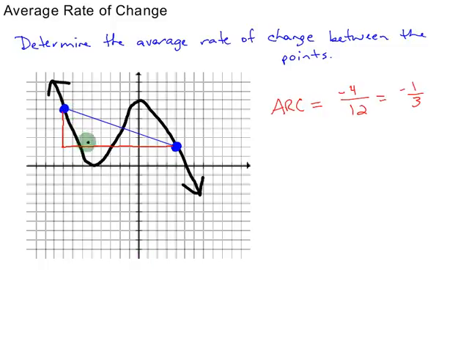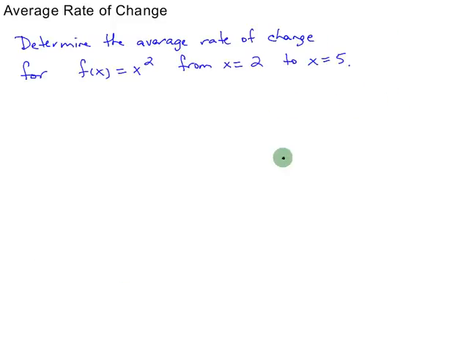Now, between different points, it would be different, right? Because your points could have a positive slope between them, a zero slope between them, etc. Now, you don't have to be given a graph to determine the average rate of change. You could be given a function, which represents a graph, and given the 2 x values that you would use.